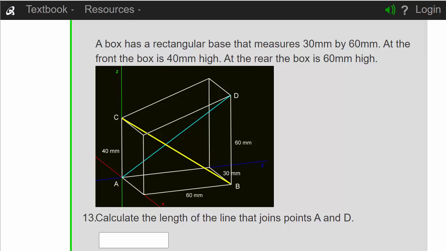Question 13. A box has a rectangular base that measures 30 mm by 60 mm. So that's 30 mm there, 60 mm there. The front of the box is 40 mm high and the rear of the box is 60 mm high. So calculate the length of the line that joins points A and D. So that's point A here to point D here. It's this line that's in 3 dimensions.